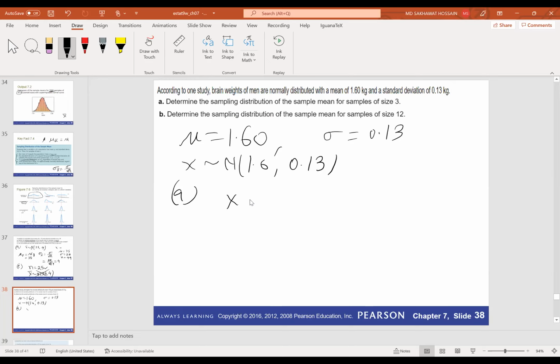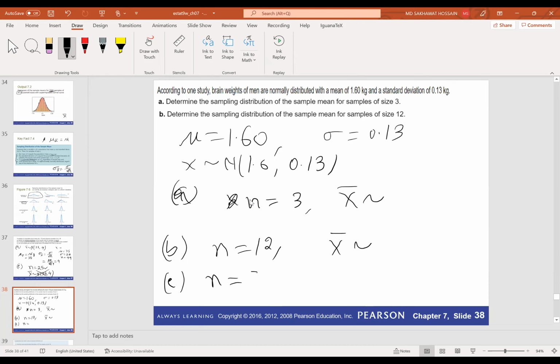So part A, the sample size n is 3. Now we have to determine the distribution of x bar. And in part B, we have to determine the sampling distribution of X bar when n is 12. Let's consider one more part here, and let's consider n is maybe 50. So what is the distribution of X bar? We'll have 3 distributions. What will be the distribution of X bar in case A, in case B, and in case C? What do you think?